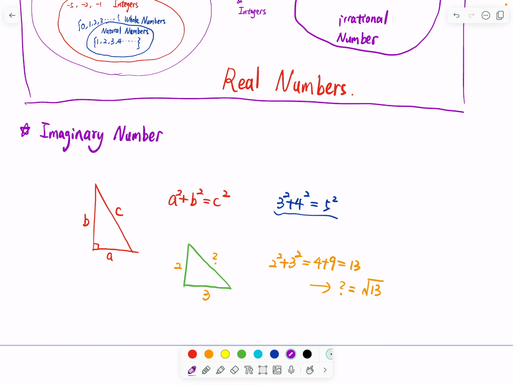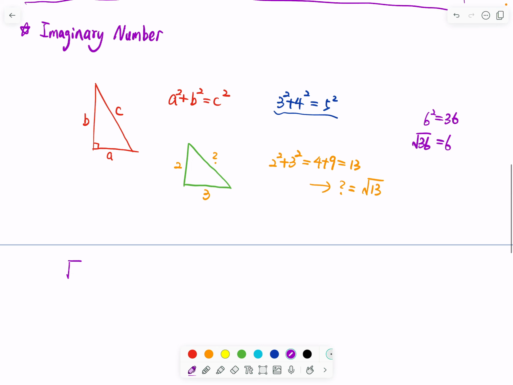So actually the root in one word is like you need to find the number which times itself becomes the number under this root. Right? So this is the definition. Like we know 6 squared equals 36, then root 36 equals 6. Okay? Like that. So about root, we have some very important things. For example, root A. This actually means A should be bigger than or equal to 0. And also root A should be bigger than or equal to 0.